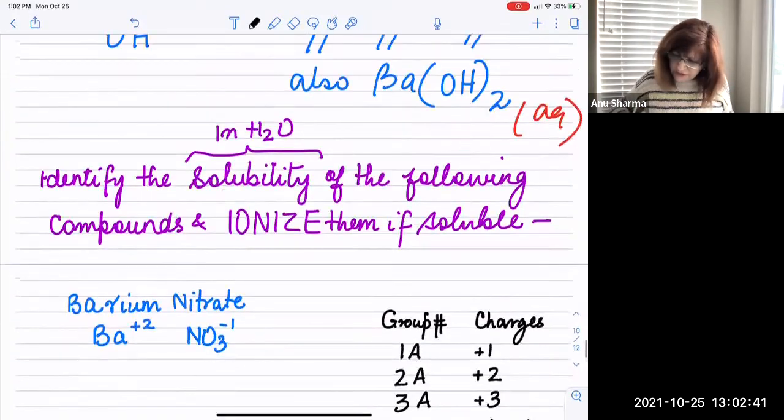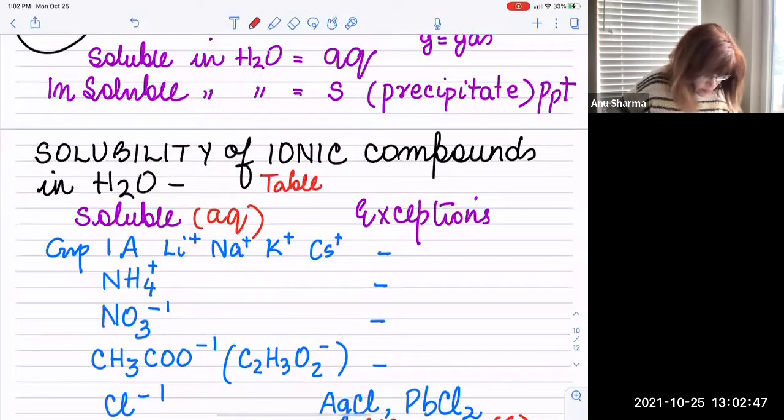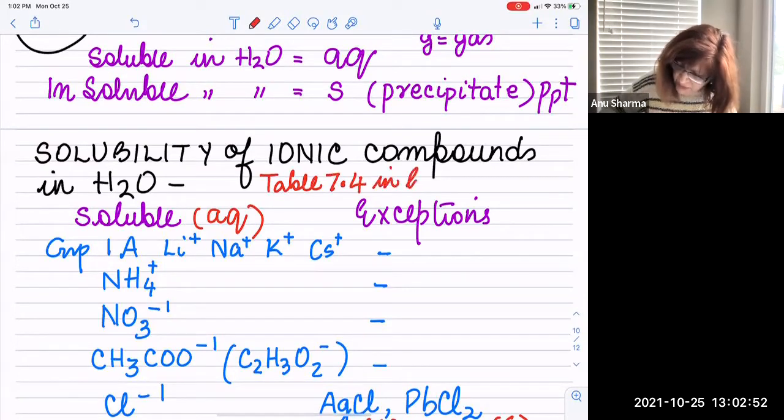So this one, let's say 1 second. Let me put this here. Table 7.4 in handout.